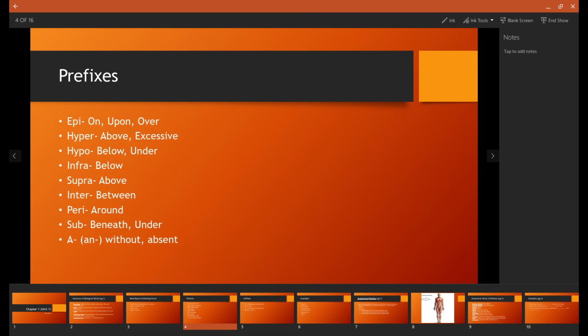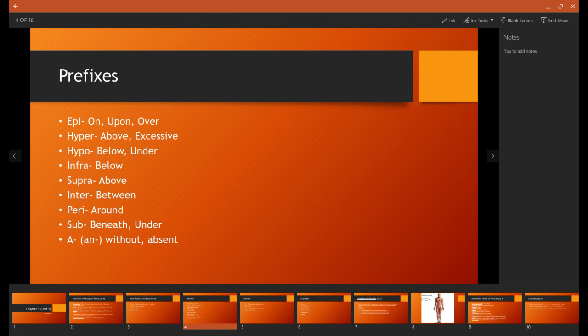For prefixes, these are very common. We'll see a lot throughout anatomy, and you'll see them in other courses such as physiology as well. The first one is called epi, which is going to mean on or upon or over. And so we'll actually see that in a term later on in this unit called an epicondyle. And that epi is just making that condyle a little more descriptive, meaning it's a bump on another bump. But we'll worry about that later when we get there.